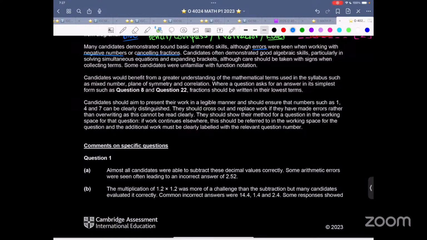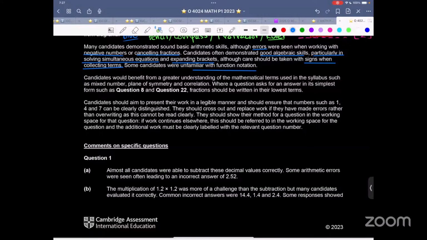Candidates often demonstrated good algebraic skills, particularly in solving simultaneous equations and expanding brackets, although care should be taken with signs when collecting terms. There are 4 terms, the x with the x, the y with the y. Take care of those signs. Some candidates were unfamiliar with function notation.